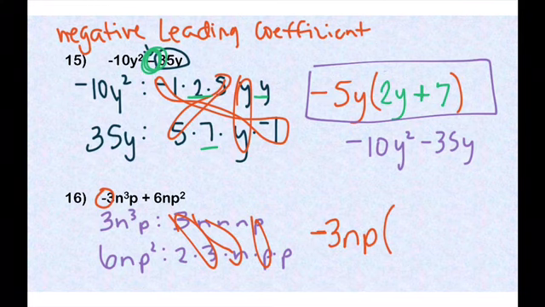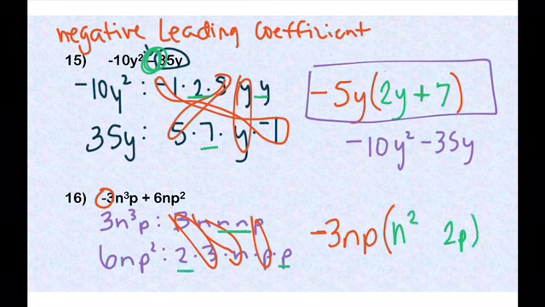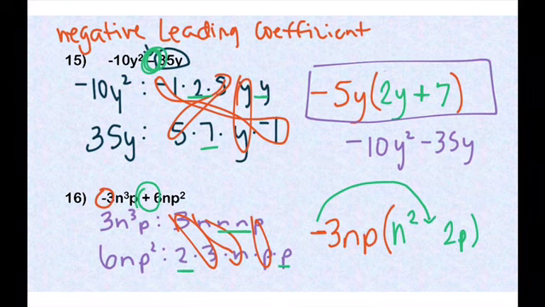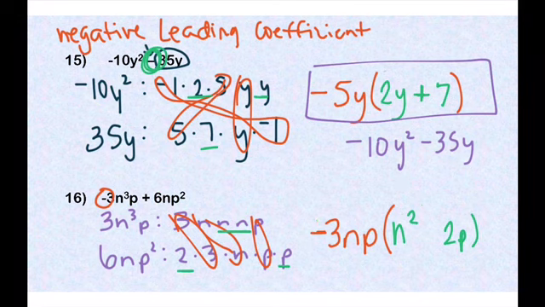Okay, what are you going to multiply by? What do we have left over? We have n times n. And down here we have 2 times p. Now, the tricky part is getting the sign in the middle. So think about it. A negative times something, I need it to be positive. So a negative times what is positive? A negative times a negative is positive. So it's going to have to be minus in there.